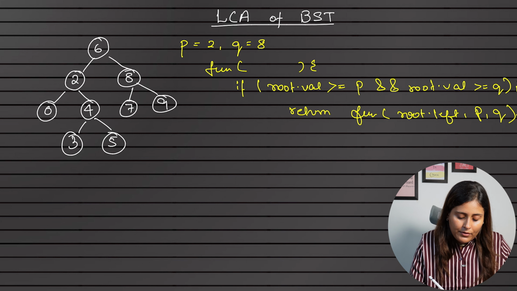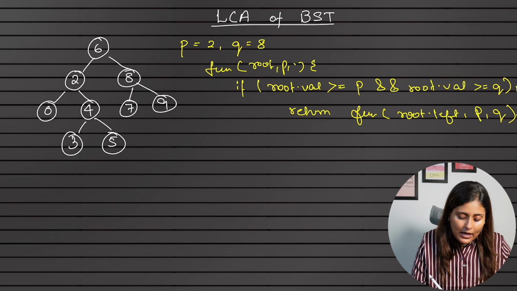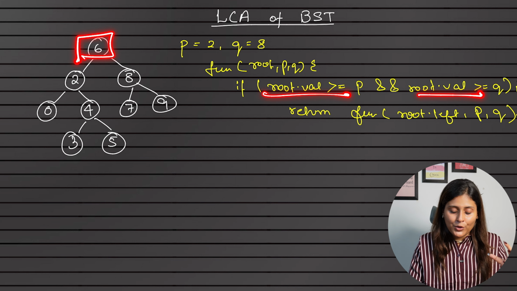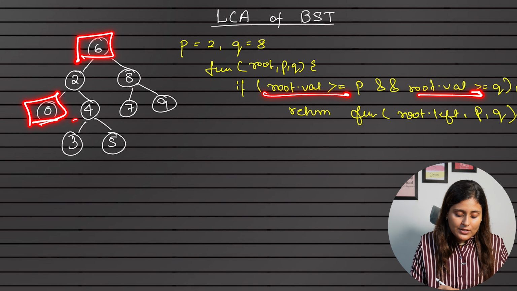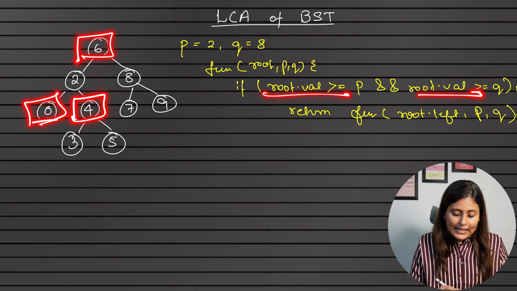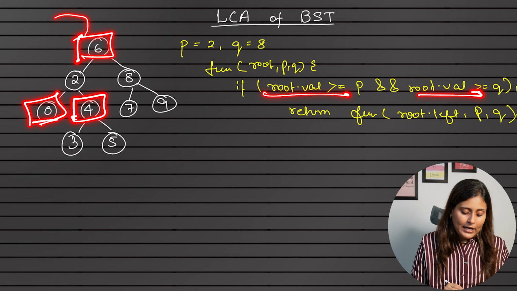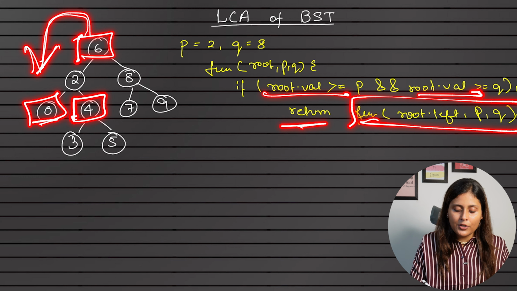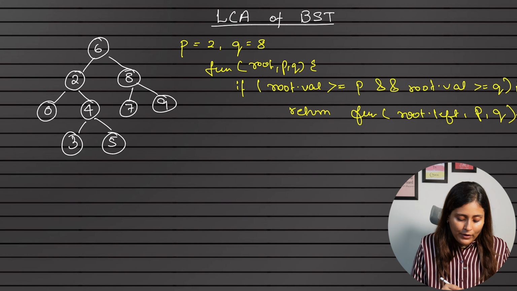So here we would have root, we would have P and we would have Q. So this is my root. Now if my root dot value is greater than both P and Q, which are 0 and 4, let's say, in that case we can say yes, our LCA would lie towards my left side. So whatever this function returns, return to the main call. Now we'll go for this.